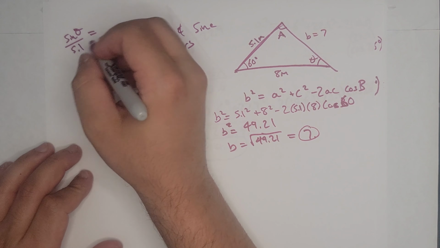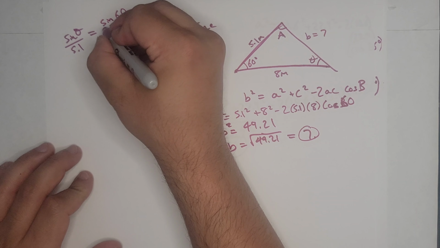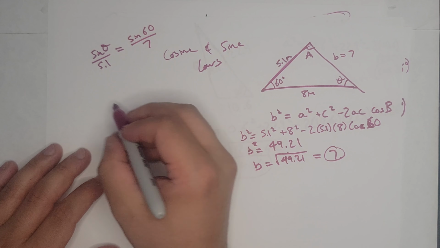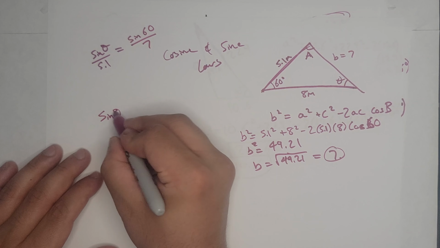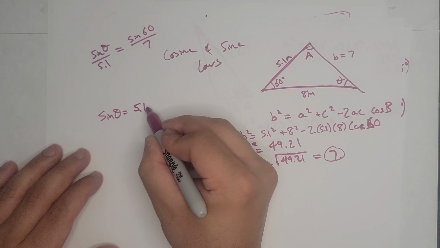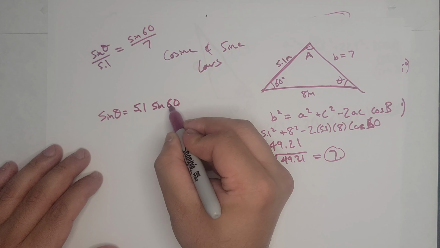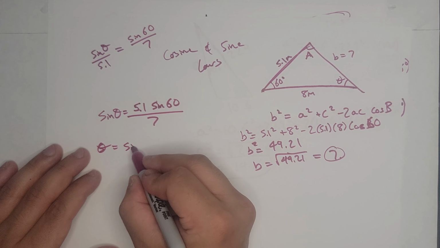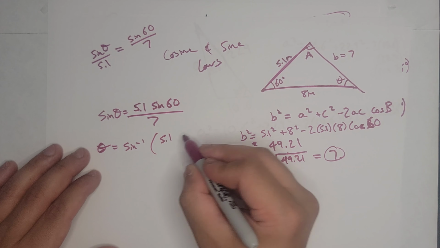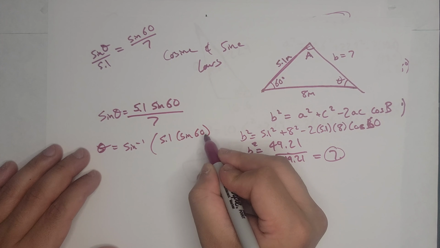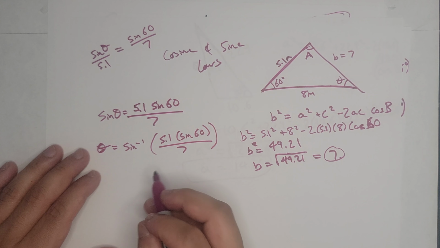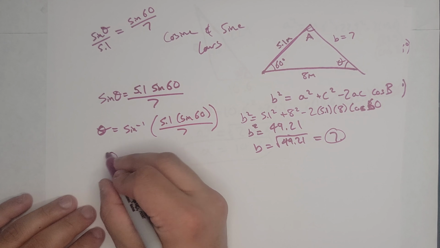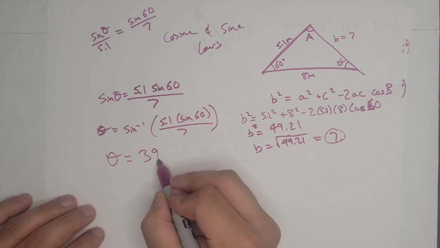Now I have my sine 60 over 7. Now I can use the sine law and just solve for that. So my sine theta is equal to 5.1 sine 60 over 7. And my theta is equal to the inverse sine of 5.1 times sine 60 over 7. Punch this into a calculator and you will get theta is equal to 39 degrees.